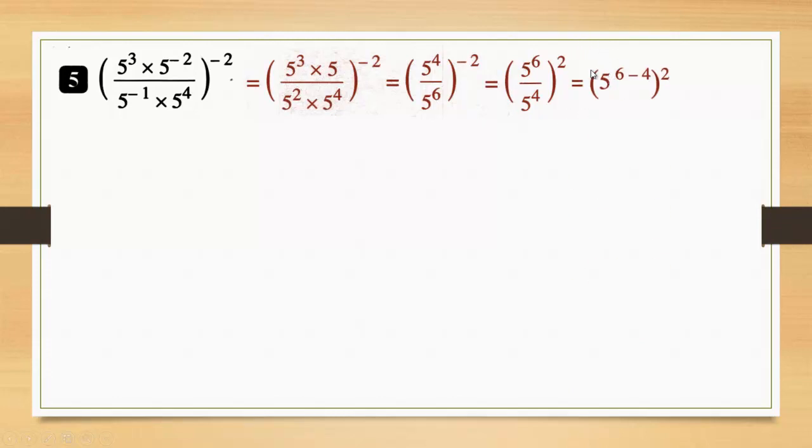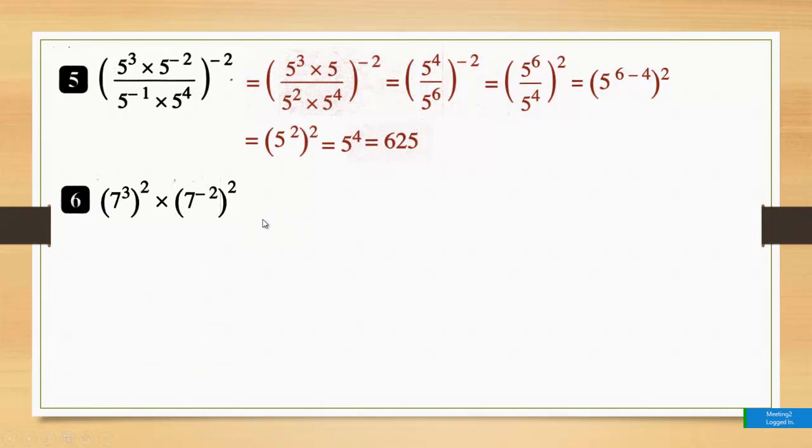After simplifying the rational number, with the same base we will put 5 and start subtracting the powers. 6 minus 4 equals 2, power 2. 5 power 2, all power 2, we will multiply the powers, so the result equals 5 power 4, which equals 625.